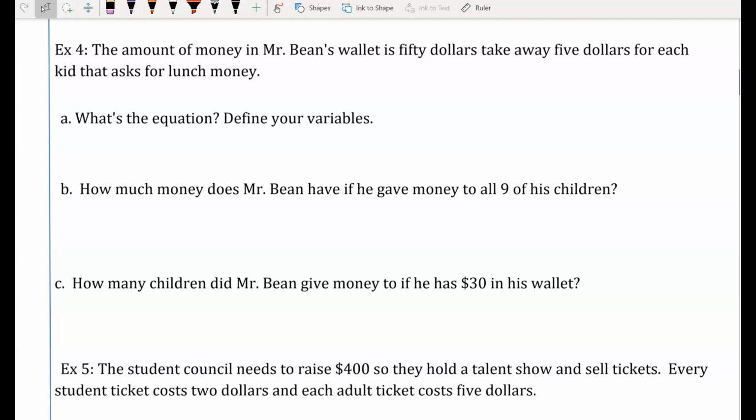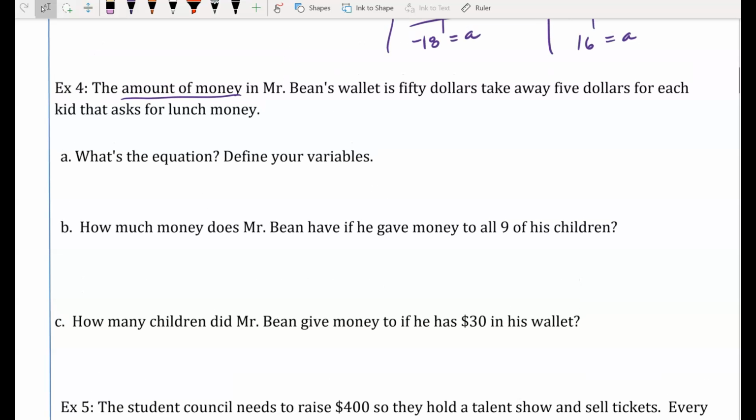Example 4. The amount of money in Mr. Bean's wallet is $50. Take away $5 for each kid that asks for lunch money. So we have a couple of things that we don't know that are important. The amount of money in Mr. Bean's wallet. That's something we don't know, and we're probably going to need to know it. It's changing all the time, which makes it a variable.